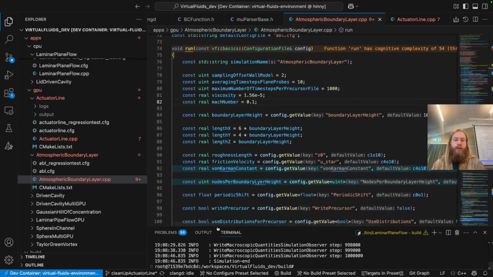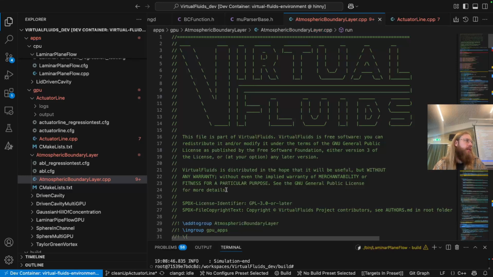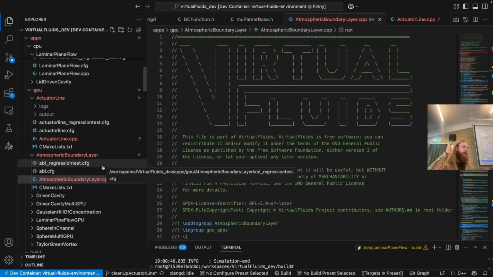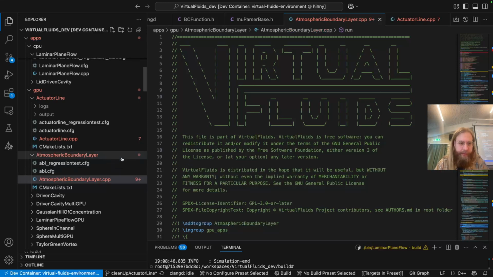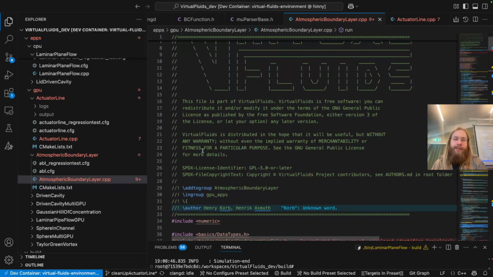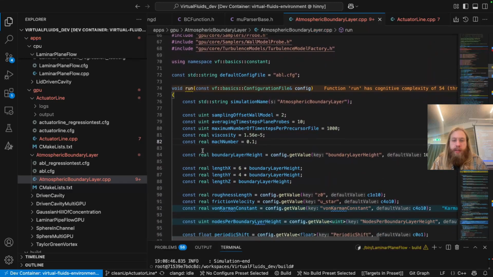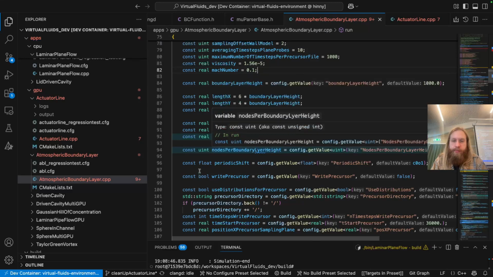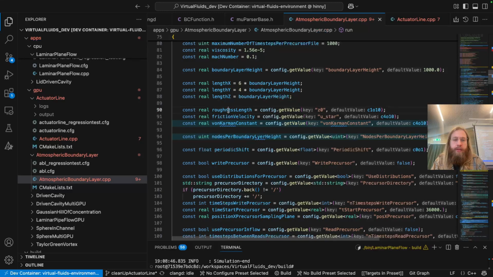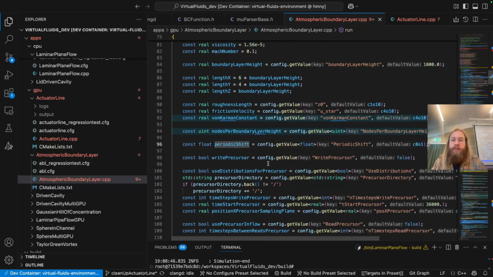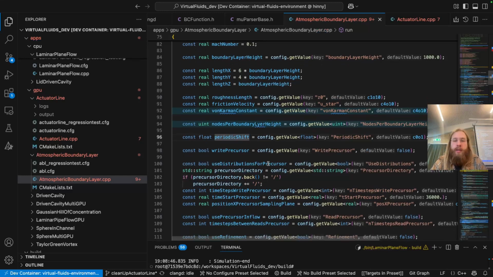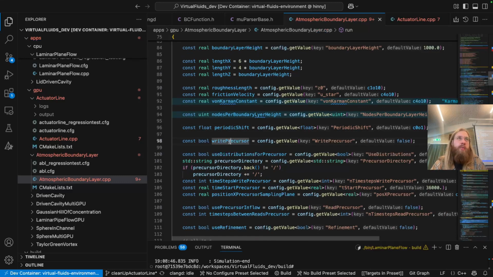Okay, so many of the things I just talked about are implemented in the atmospheric boundary layer .cpp app. Now we're back on the GPU. We're not entirely on the GPU, of course, but this is the GPU version of VirtualFluids. Here we also start with the header. We set a roughness length for the Monin-Obukhov theory, or for the log law. And here you also have this periodic shift, the value of the lateral shifting of the boundary condition. This is going to go in y direction, and here you have to set a value. This app can both write and read a precursor.